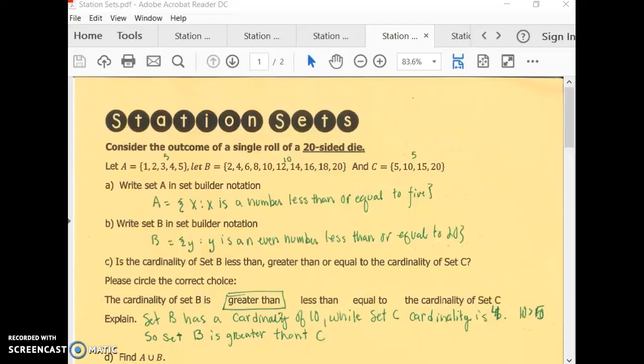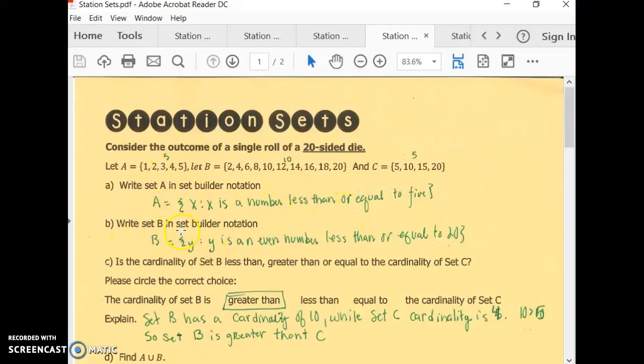So you have set A, you have set B, and you have set C. So in set A, write it in set builder notation. This is listed off in list notation. So set builder notation is then where I have brackets, and then x such that x is a number less than or equal to 5.